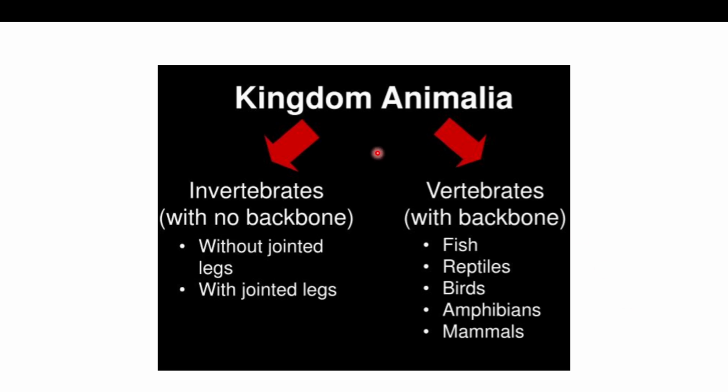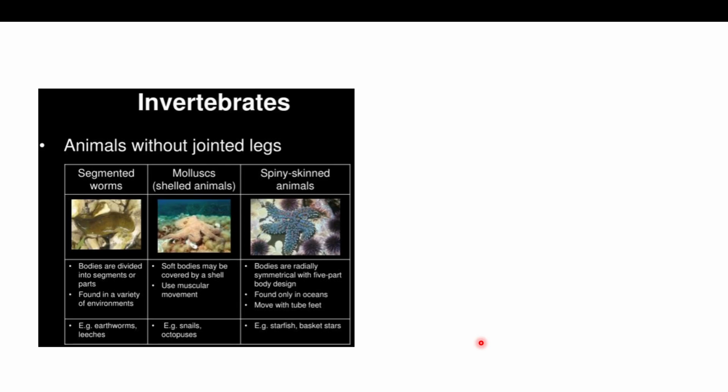Now, kingdom Animalia. There are invertebrates and vertebrates. If we very broadly divide kingdom Animalia, invertebrates are without any backbone, and vertebrates are with a backbone. Without any backbone, it can again be divided into without jointed legs or with jointed legs. And with a backbone, one can divide it into fish, reptiles, birds, amphibians, and mammals. We humans belong to mammals.